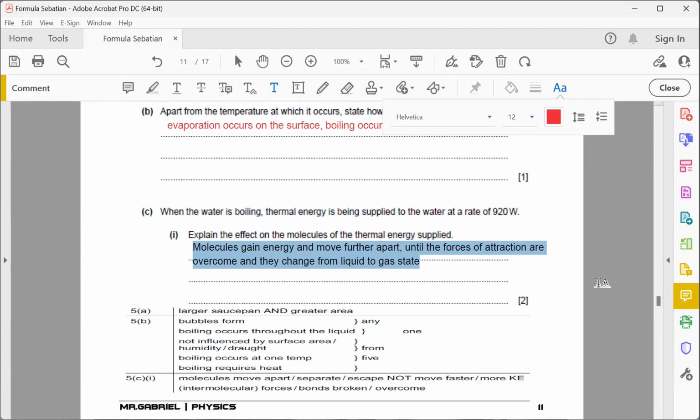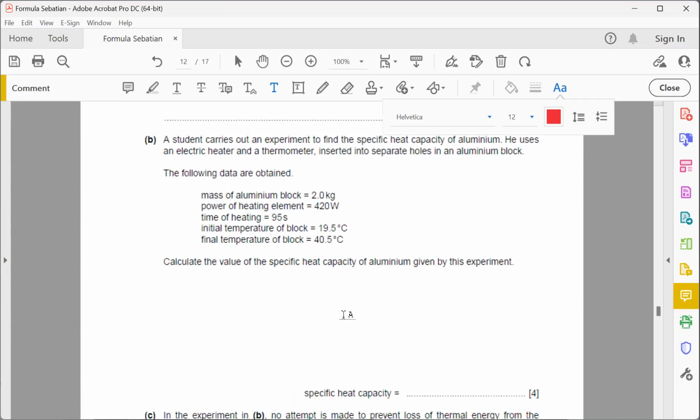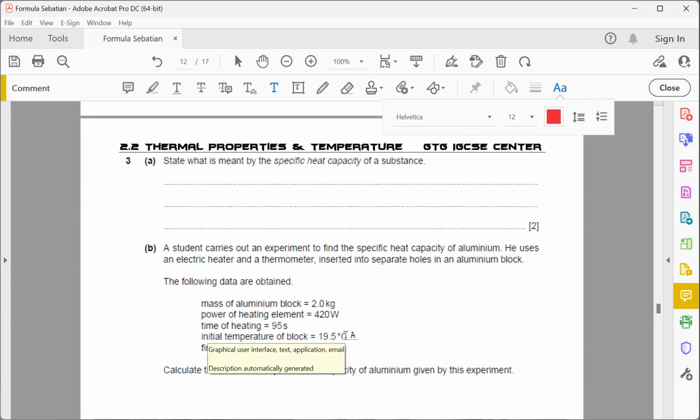Okay, done. And then this next question here. How many of you are done with the calculation? Oh, right. This was the question. I forgot to walk around and have a look.